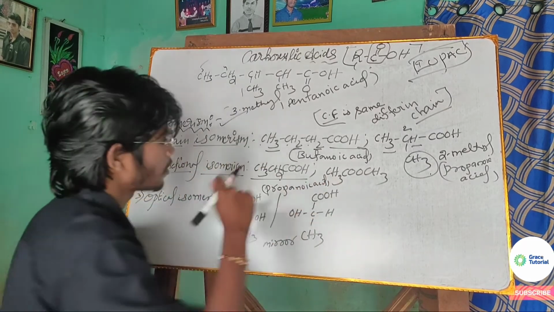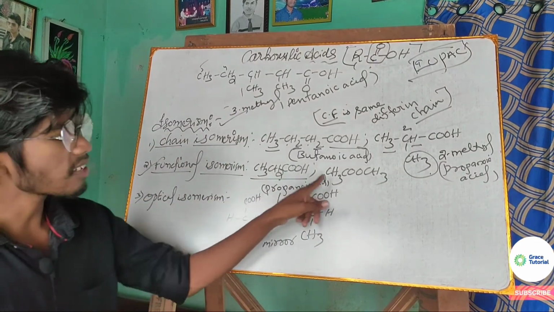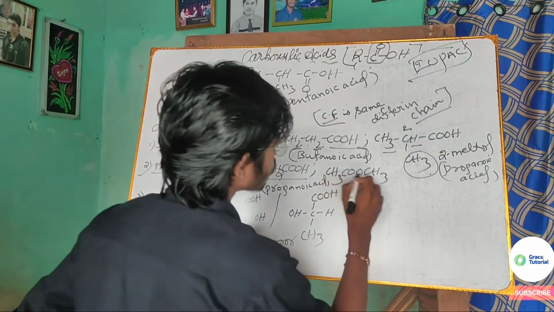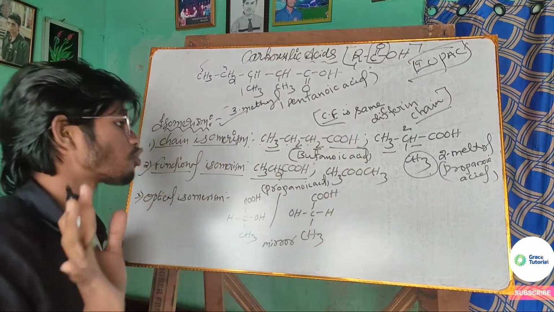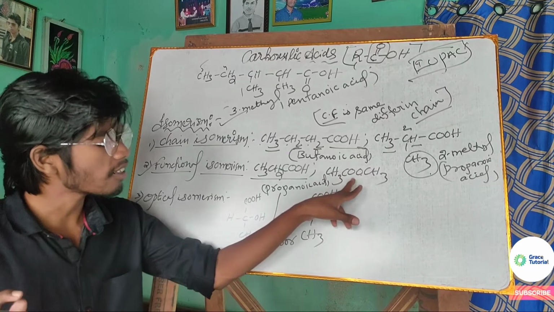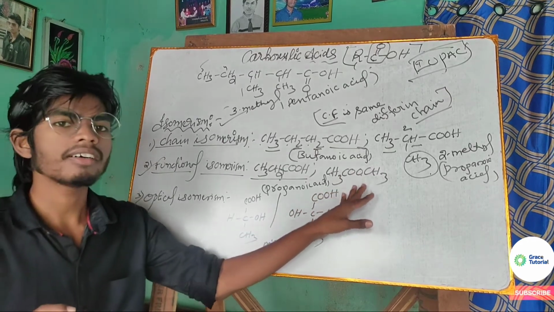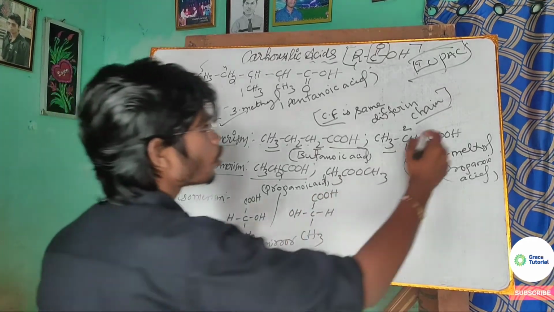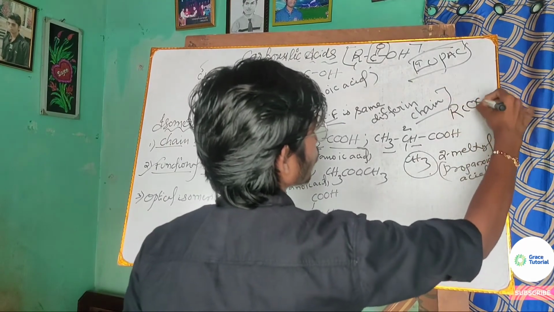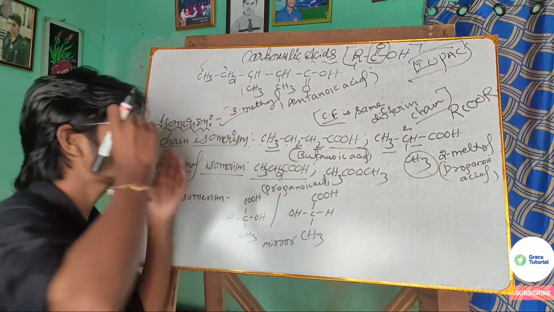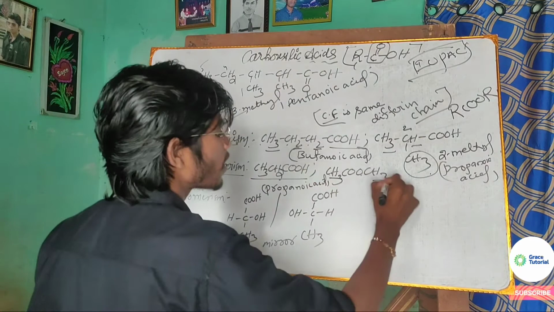Propanoic acid. This is propanoic acid, and this one has 1, 2, 3 carbon atoms, no doubt. But this is a member of the ester group, because ester is RCOOR. This is an ester wherein 2 alkyl groups are there, and an ester is there.